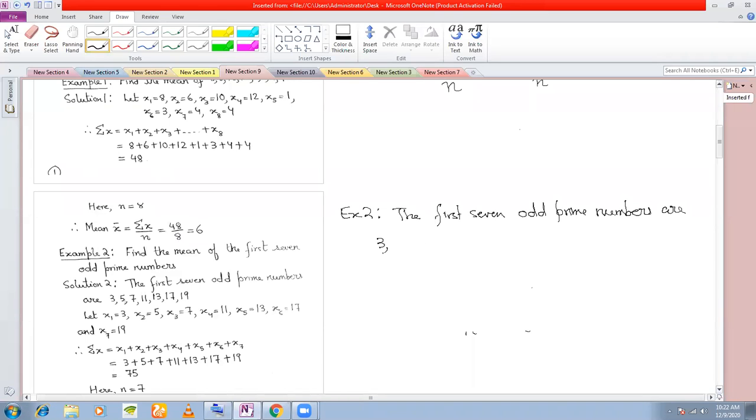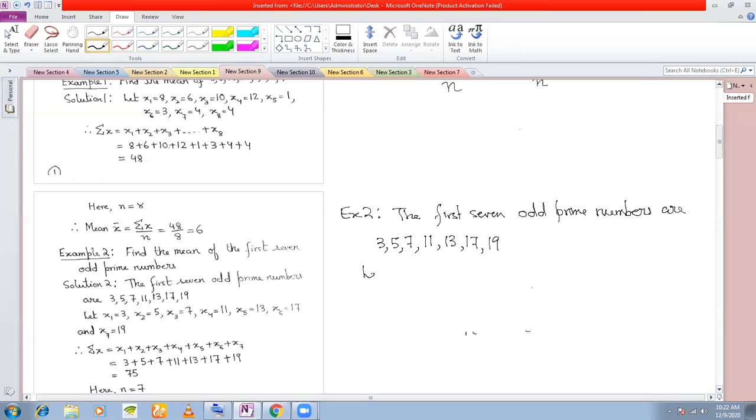The first odd prime number is 3; 2 is an even prime. Then 5, 7, 11, 13, 17 and 19. So yes, we've got 7 first odd prime numbers. In fact, all prime numbers are odd; only 2 is an even prime. Okay, so this is the first 7. You need to find out the mean of these.